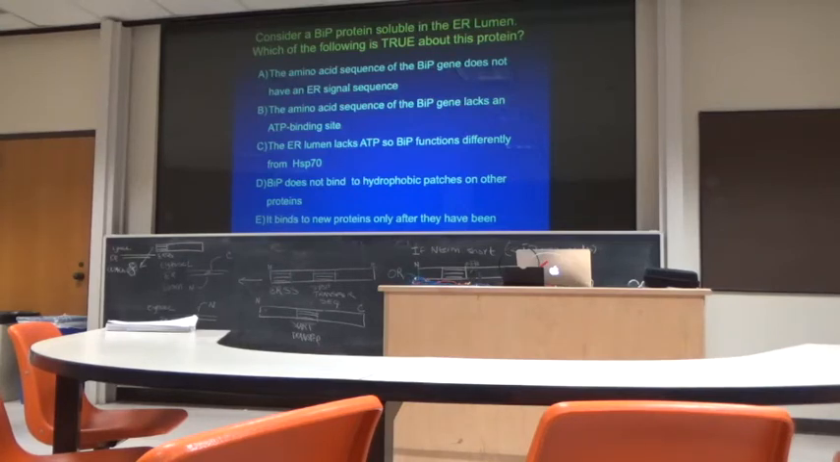Not sure why so many people chose that one, but the ER has a lot of ATP in it. ATP is a small soluble nucleotide. It goes in and out fine. So it's rich in the cytoplasm. It's rich in the ER. It's not limiting. There's ATPases all over.